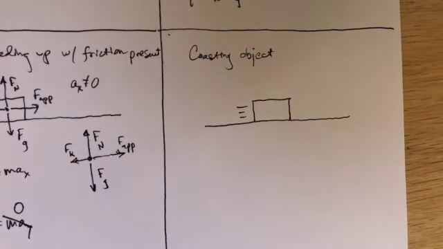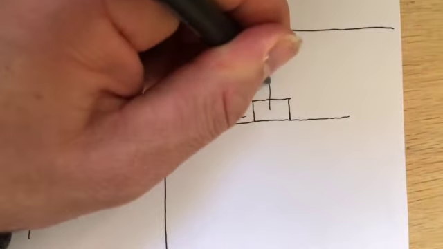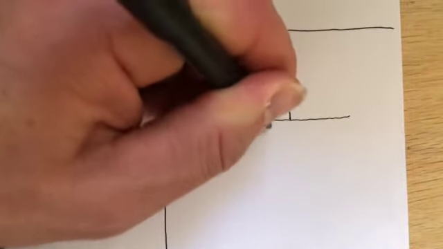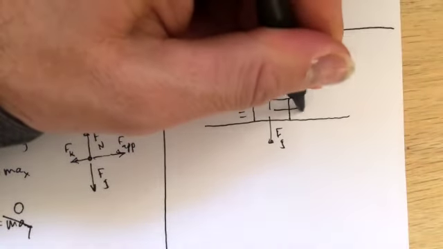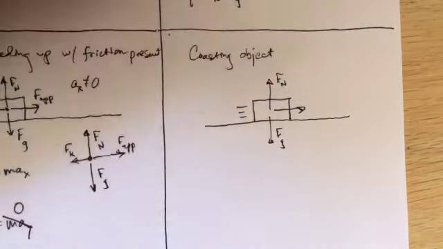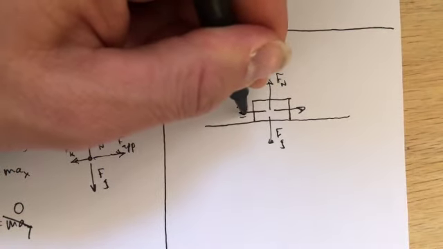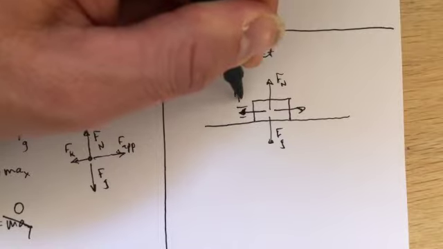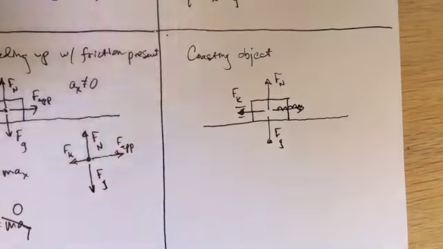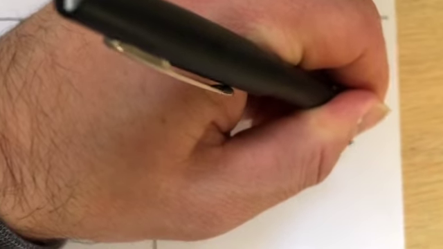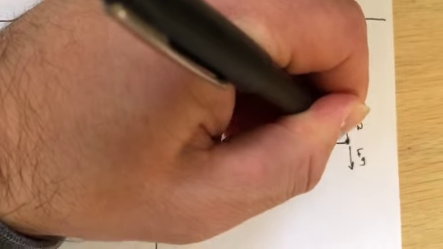All right, so now let's take a look at a coasting object. Here I have a normal force. Here I have gravity. Here I have no applied force this time because it's just coasting. Somebody gave it a push at some point and now it's not doing that anymore. So there is no applied force this time. Let me pull that out into a free body diagram. F sub n, F sub g, F sub k.